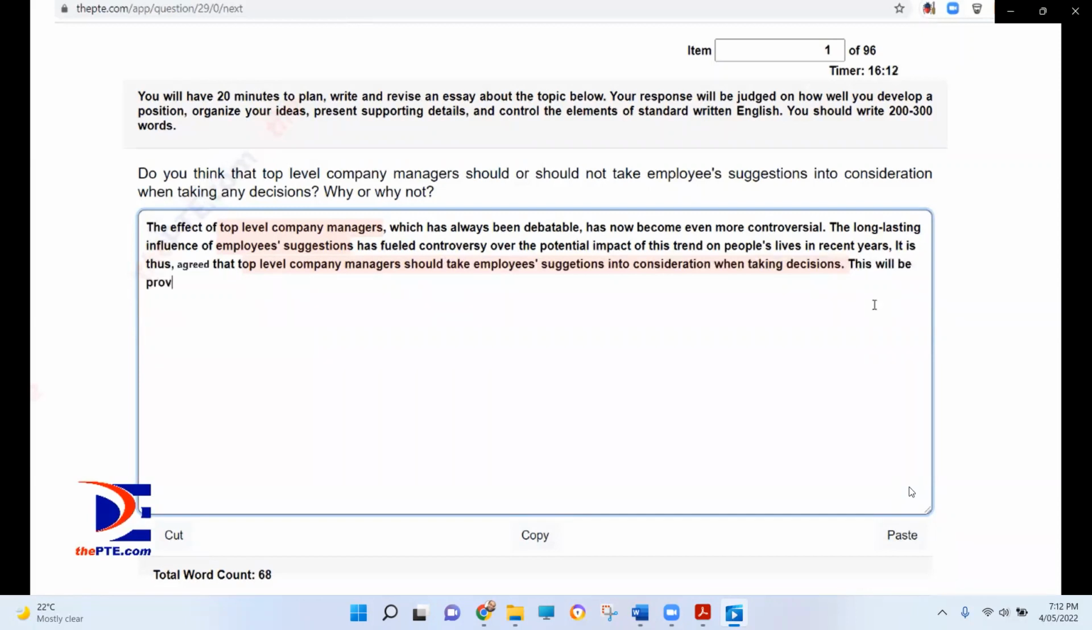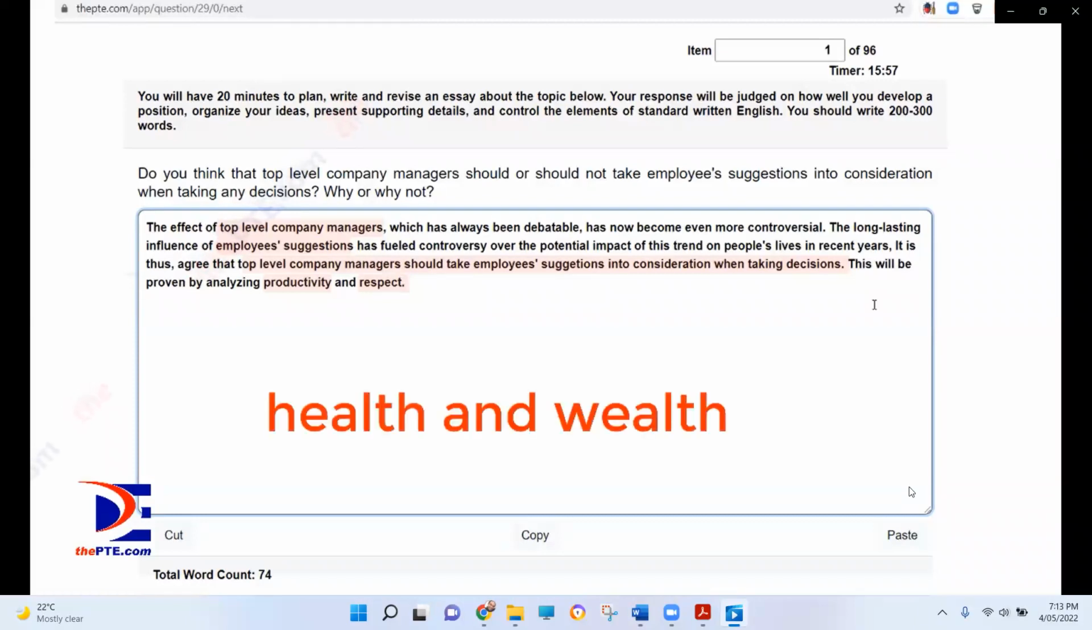"This will be proven by analyzing idea 1 and idea 2." Nouns related to the topic would be great, but if you had no idea, any nouns would be fine. So for idea 1, I'm going to use productivity, and for idea 2, I will use respect. So this will be proven by analyzing productivity and respect. That's it. Otherwise, just use health and wealth, for example, as idea 1 and 2.